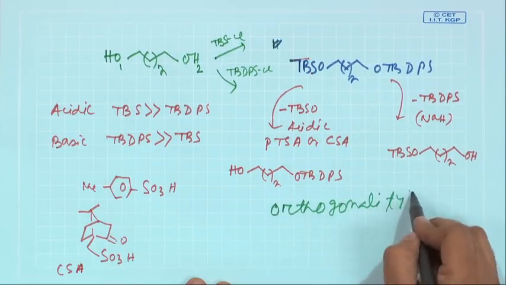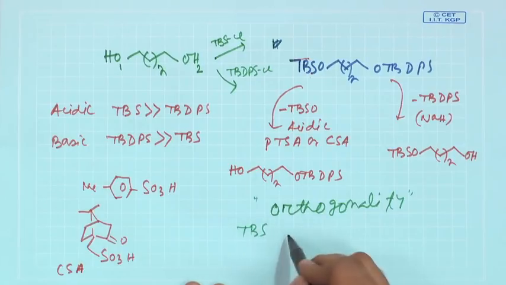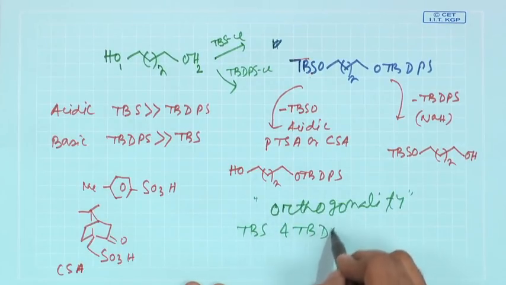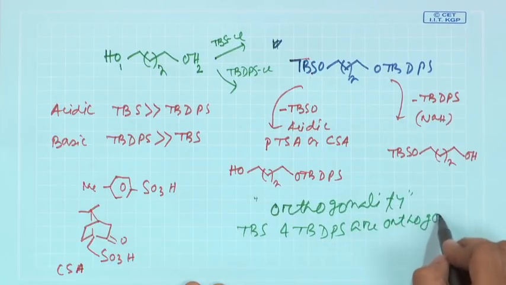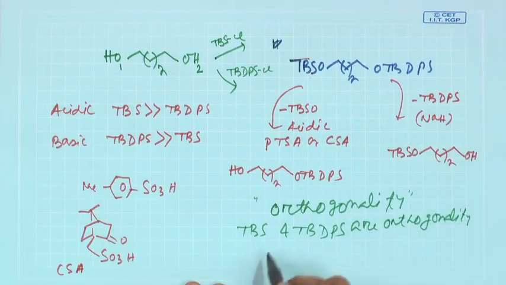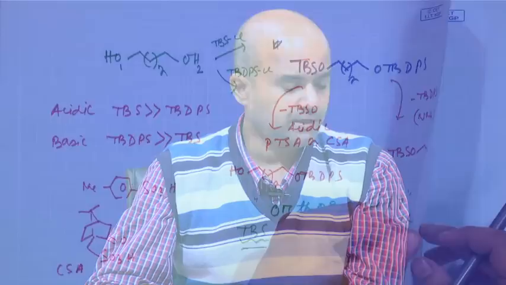So, TBS and TBDPS are orthogonal to each other, meaning these groups can be selectively deprotected or removed in the presence of one another. TBS can be selectively removed in the presence of TBDPS, or vice versa, TBDPS can be selectively removed in the presence of TBS. If your reaction conditions allow orthogonality, your synthetic pathway is much more efficient, and in that way you can fine tune the entire reactivity.